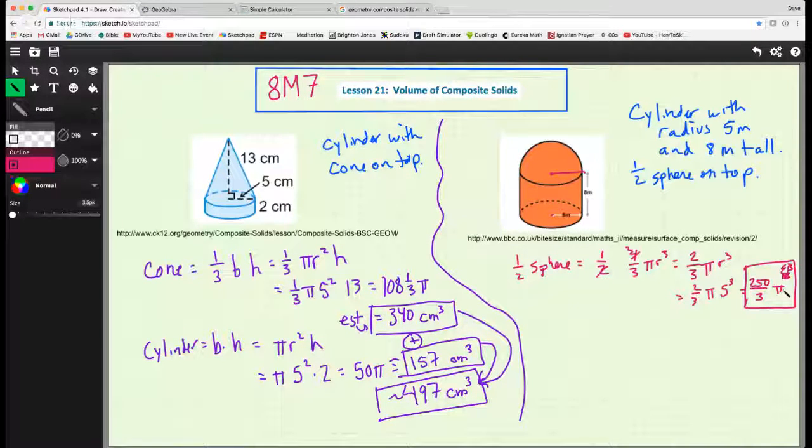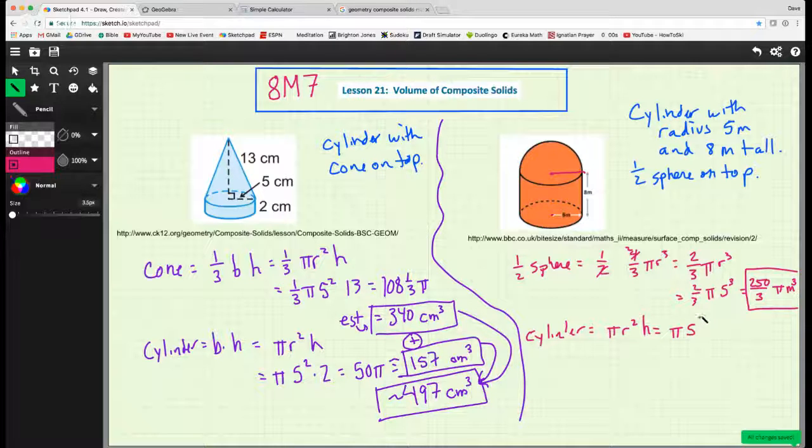I shouldn't write it like that. I should just write it, meters cubed. Let's just do it the right way. Now, my cylinder is also very straightforward. Same thing, pi, my base, there's my base, pi r squared h. We have pi times r squared times h, which is 8. So this is 25. 25 times 8 is 200, so our answer is 200 pi cubic meters.